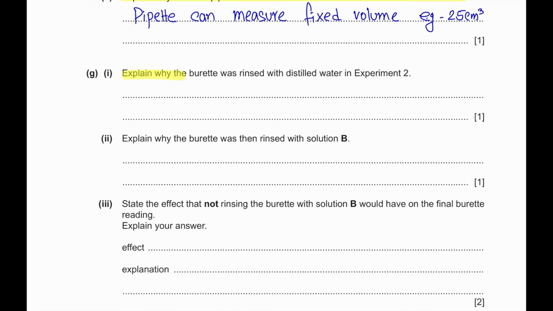Part G1. Explain why the burette was rinsed with distilled water in experiment 2. So basically, in experiment 1, the burette was rinsed with distilled water to remove the solution A from the burette.